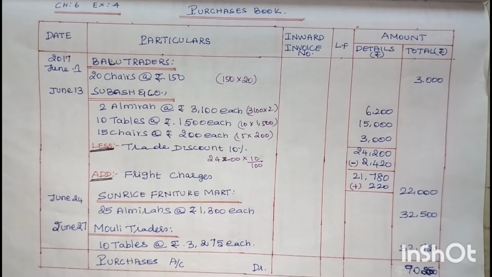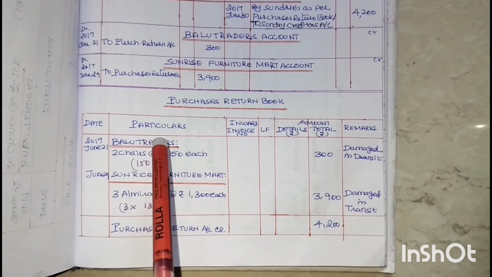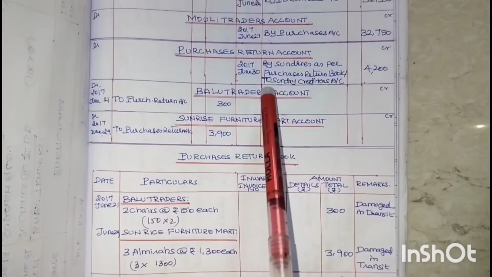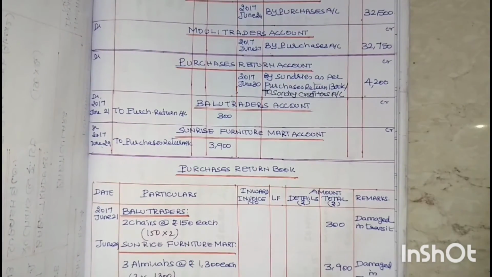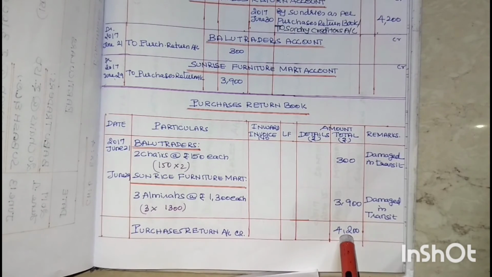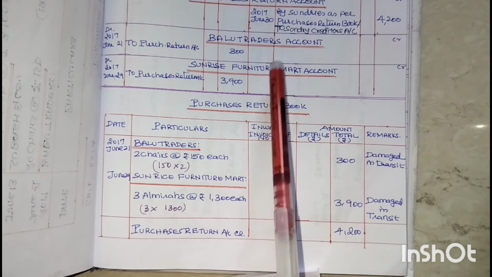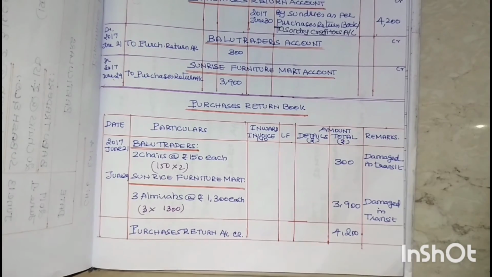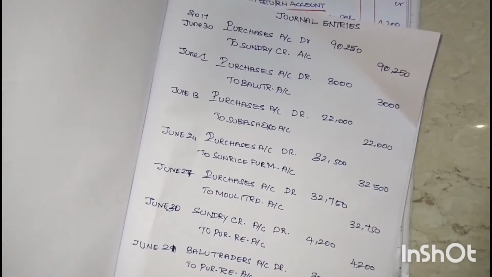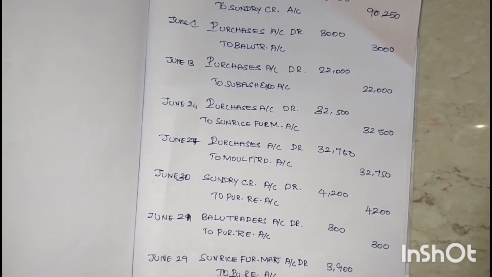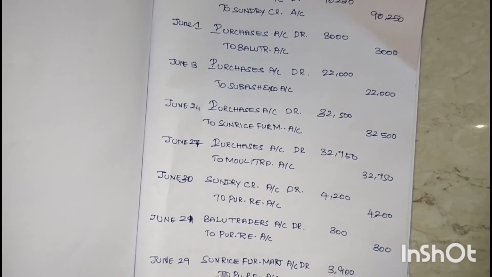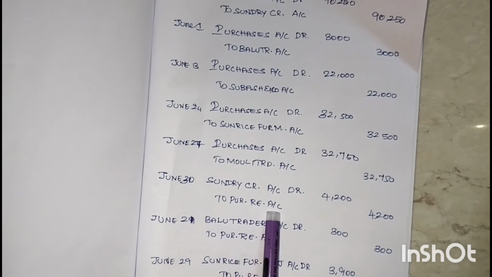into the ledger book. Now we are going to post the respective accounts from the purchases return book into the ledger. That is, we are going to post the purchases return account, creditor rupees 4,200, into the ledger account. What is the journal entry for the purchases return account? A return account is always opposite to the purchases account. So that is sundry creditors account debit to purchases return account.